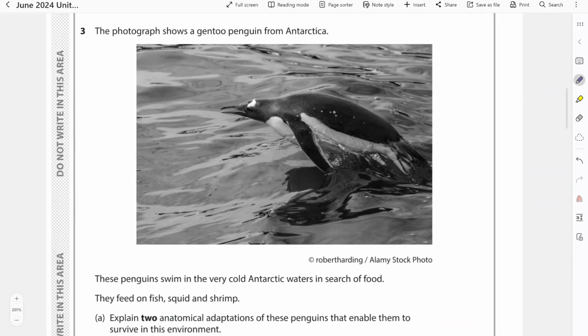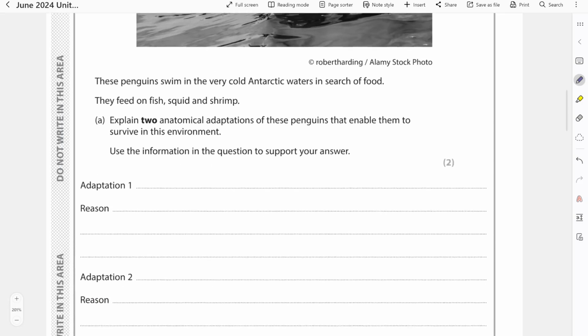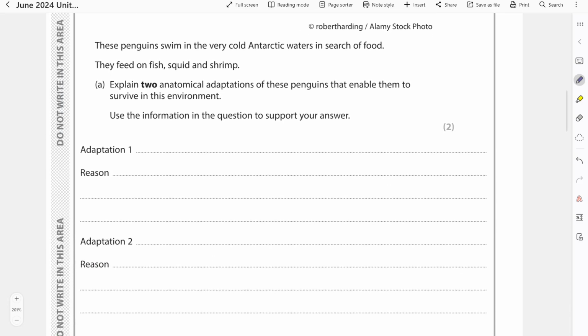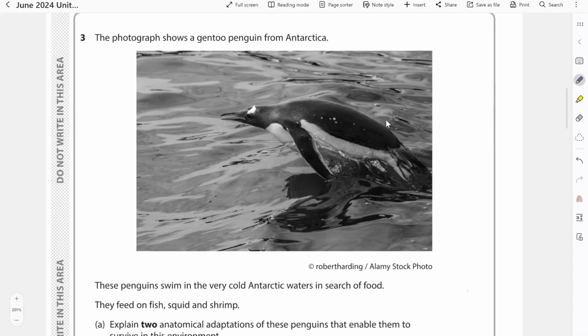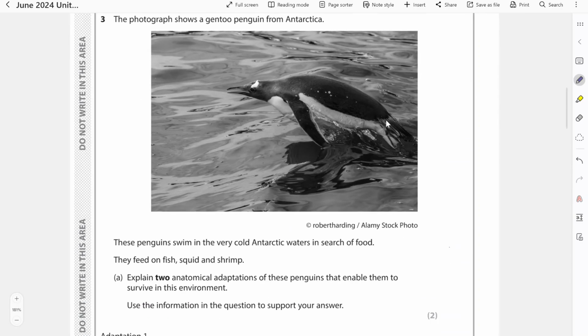All right, question 3. The photograph shows a Gentoo penguin from Antarctica. These penguins swim in very cold Antarctic waters in search of food. They feed on fish, squid, and shrimp. Explain 2 anatomical adaptations of these penguins that enable them to survive in this condition. Use information in the question to support your answer. So let's scroll up first so we can see the penguin. I'm just going to zoom out so you can see the question.